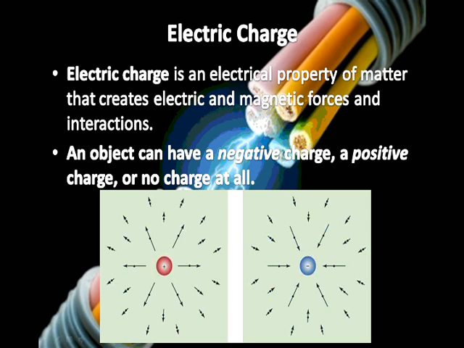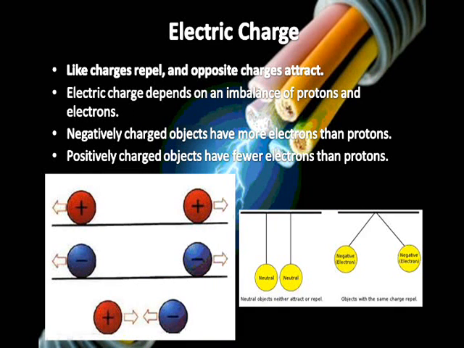Electric charge is an electrical property of matter that creates electric and magnetic forces and interactions. And what happens is it uses the electric and magnetic forces to create those interactions. An object can have a negative charge, a positive charge, or no charge at all, which y'all should already know and be familiar with. Another thing about electric charge is that like charges repel one another and opposite charges attract. And we learned this when we first learned about protons and electrons, and remembering that opposites always attract.